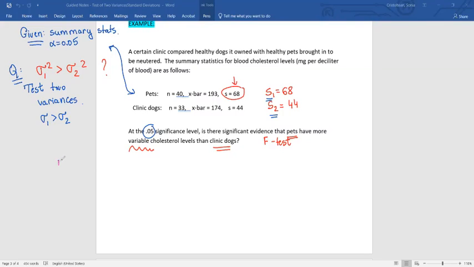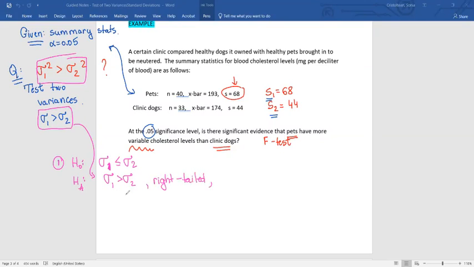So step 1, set up the hypothesis. H sub 0, H sub A. Because I'm testing variability, I can use either one of these. Just keep in mind that we denoted the first category pets using the subscript 1 and clinic dogs using the subscript 2. So I'll write down the H sub A using sigma 1 greater than sigma 2. And of course, you can do sigma 1 squared greater than sigma 2 squared, right? While H sub 0 will then be sigma 1 less than or equal to sigma 2. And this is a right tail test. And this is the claim.